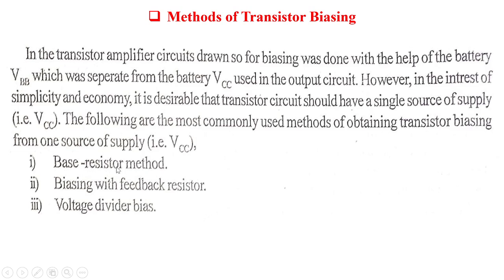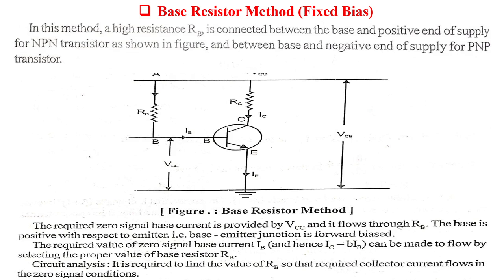The following are the most commonly used methods of obtaining transistor biasing from one source of supply. First method is the base resistor method, second is biasing with feedback resistor, and third is voltage divider bias. Now see the base resistor method, which is also called fixed bias.